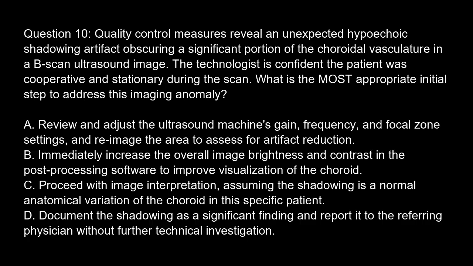Option A. Review and adjust the ultrasound machine's gain, frequency, and focal zone settings, and re-image the area to assess for artifact reduction. Option B. Immediately increase the overall image brightness and contrast in the post-processing software to improve visualization of the choroid. Option C. Proceed with image interpretation, assuming the shadowing is a normal anatomical variation of the choroid in this specific patient. Option D. Document the shadowing as a significant finding and report it to the referring physician without further technical investigation.